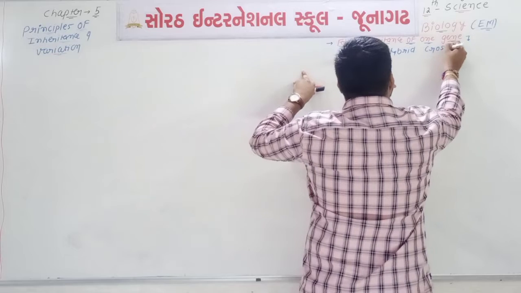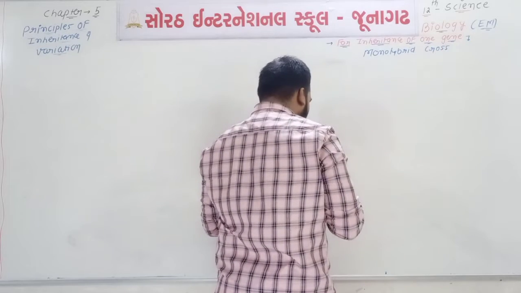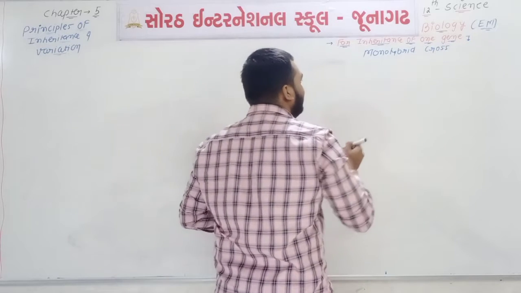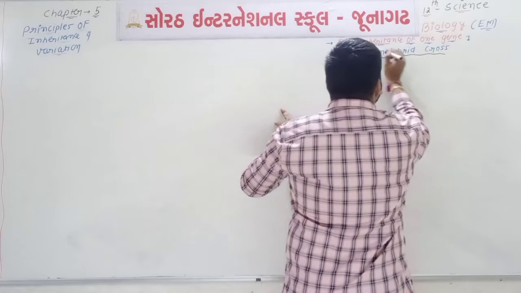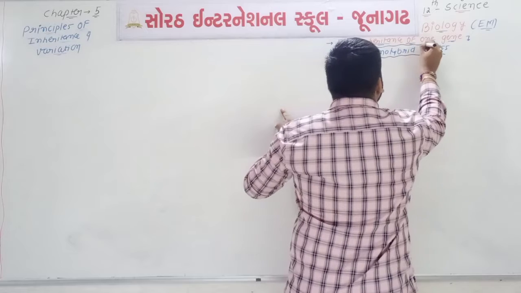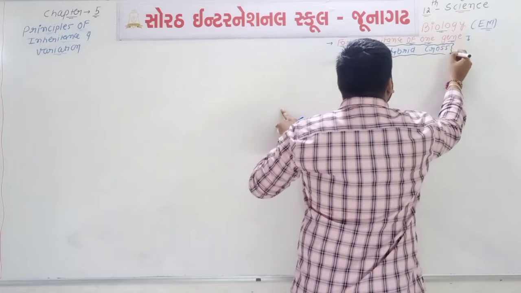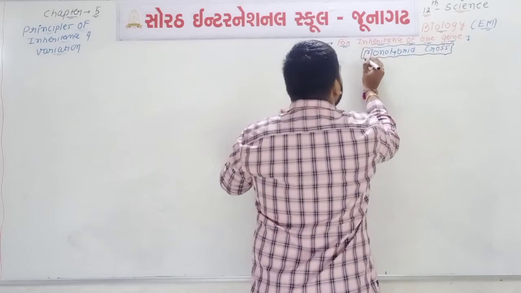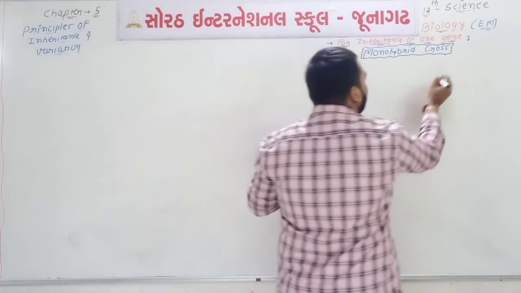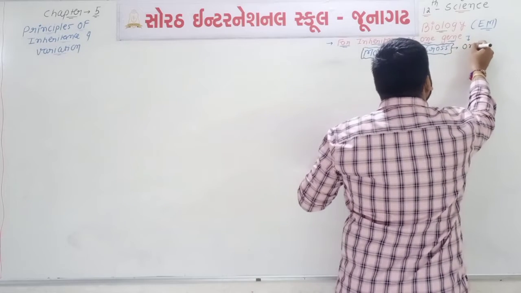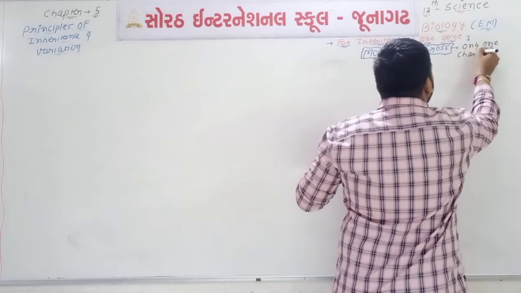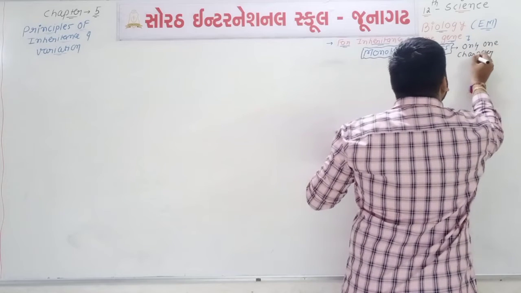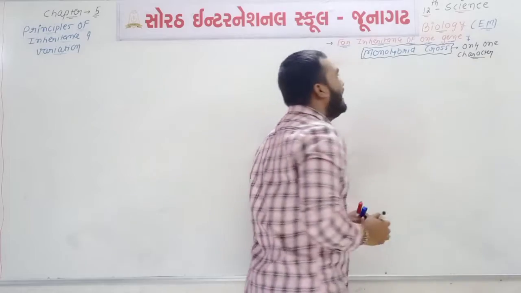See here, monohybrid cross is the important word. Mono means one. It means in this cross, or in this experiment, at a time only one character will be observed. We write here: only one character will be observed at the same time, which is known as the monohybrid cross.